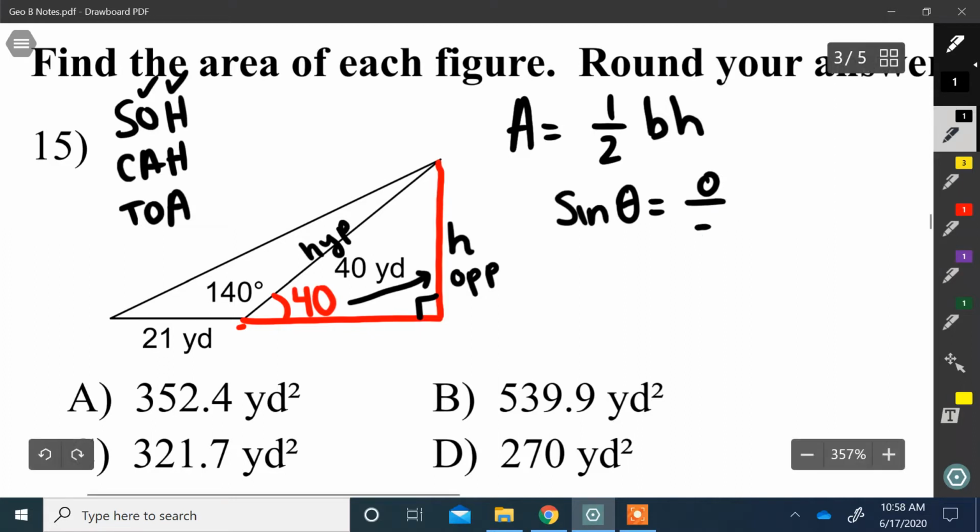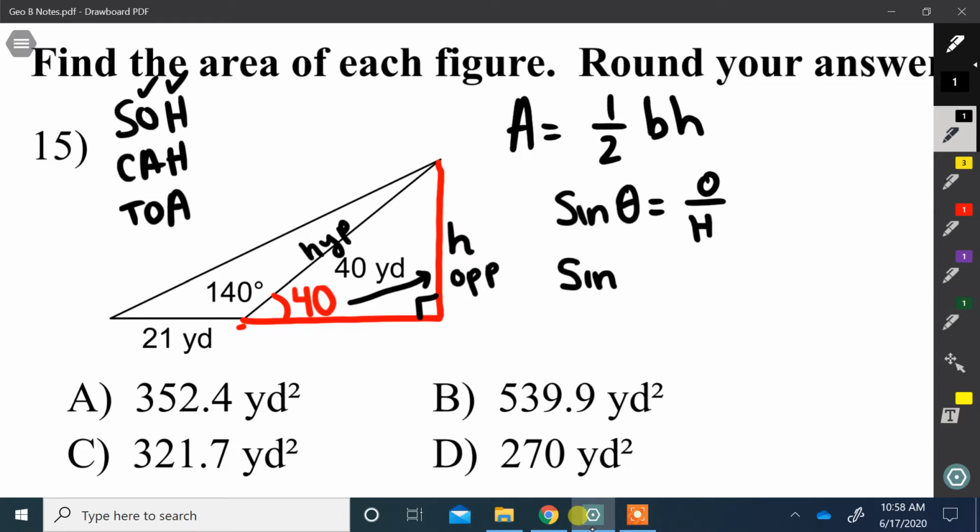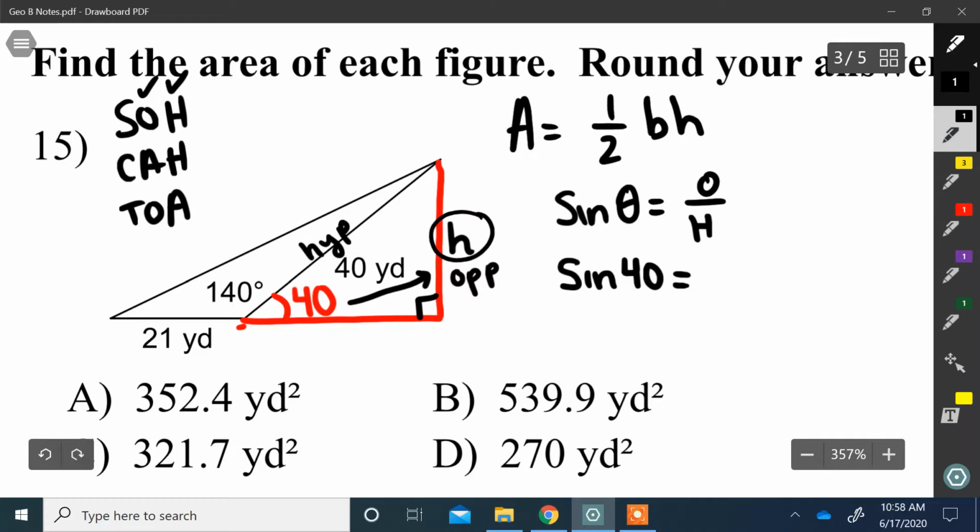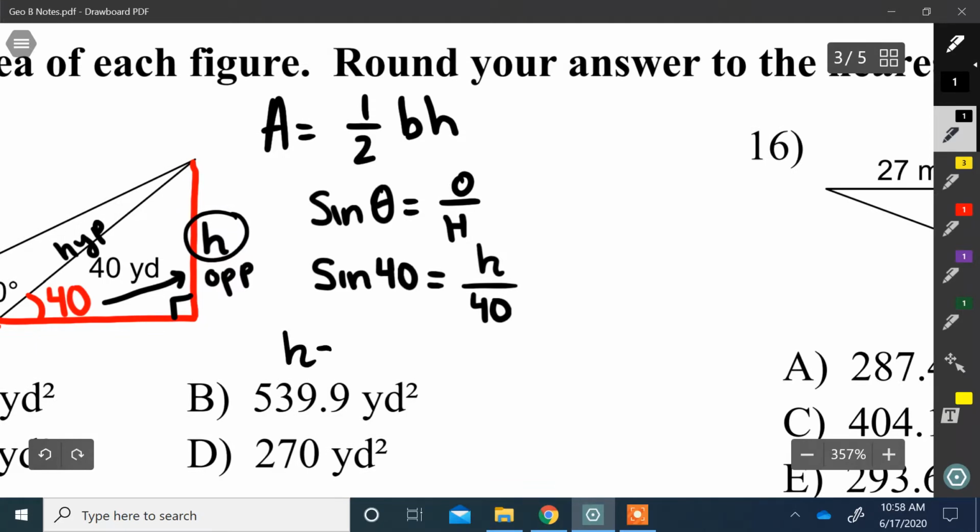In this case, sine, the theta in this case is 40. The opposite, this is where it gets a little bit tricky. This O is this H right here. So I'm going to actually put H for the height. And then the hypotenuse, remember that big H is for hypotenuse, not for height. The hypotenuse is 40. How do I find the height now? The height is going to be 40 times sine of 40.